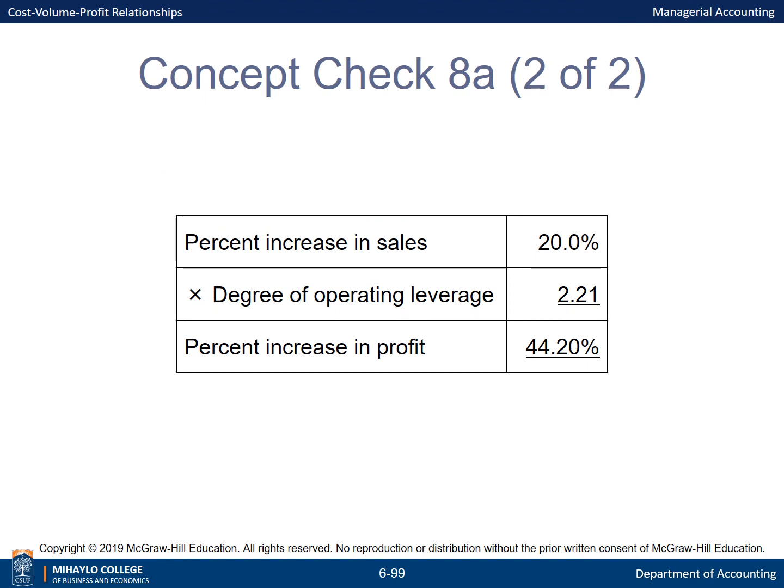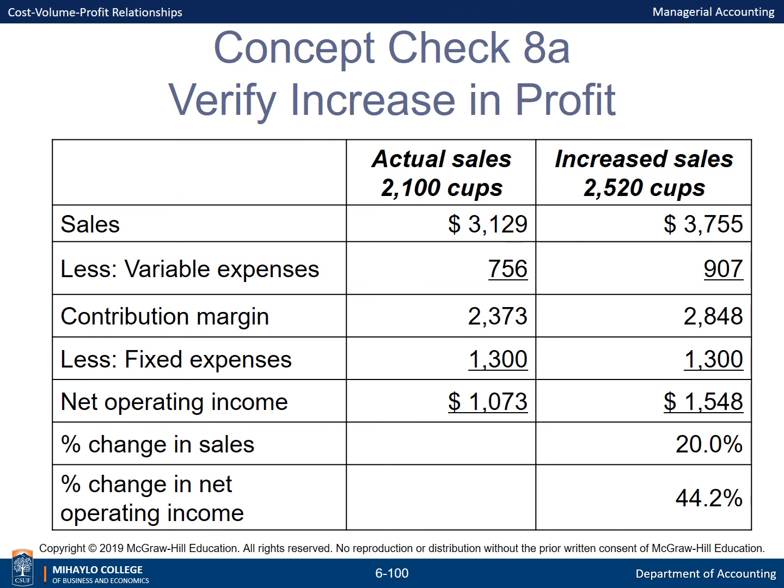Given the degree of operating leverage of 2.21, a 20% increase in sales results in a 44.2% increase in profit. Here is the verification of the increase in net operating income. Take a few minutes and make sure you understand the calculations.